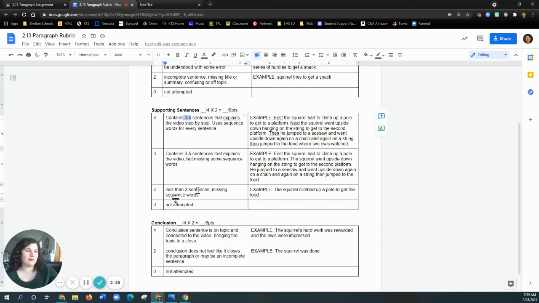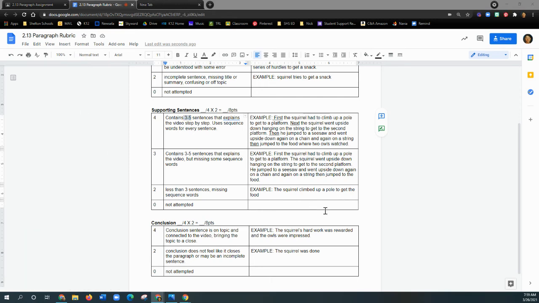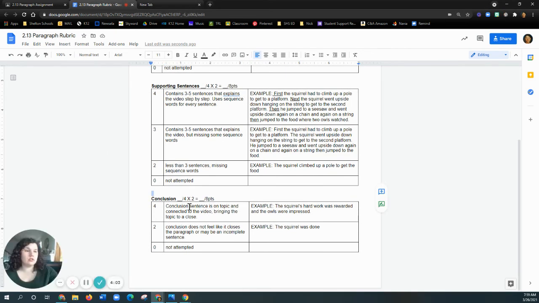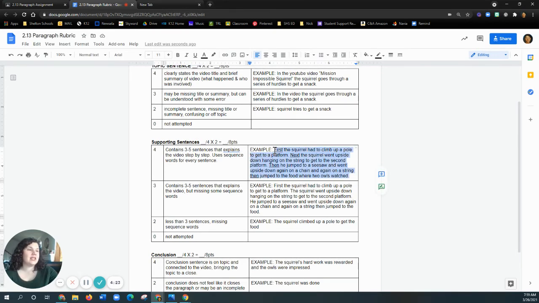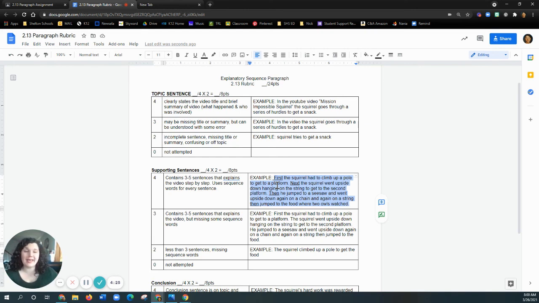If you want to look and see what it would look like to get less points, it just means that some pieces are missing. Okay. And your conclusion is going to stay on topic, but it brings the video to a close. So the example that this person had said that the squirrel's hard work was rewarded and the owls were impressed. Okay. So this all makes sense if you've seen the squirrel video. And it should also make a bit of sense to somebody who hasn't seen the video. That's why we're writing this type of paragraph. This is an explanatory paragraph where we're explaining something to somebody.